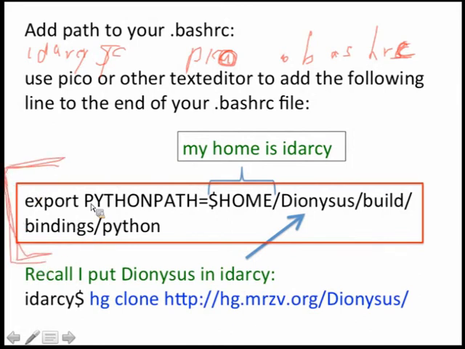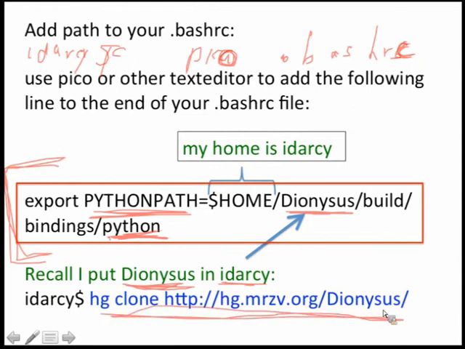I put this command right here, and that will set my Python path to look in Dionysus to find this thing right here. Note that I did put Dionysus in my home directory, because remember last time I ran this command to download Dionysus, and I ran it from my home directory. Since I ran it from my home directory, it's in my home directory, and so this tells me to put it in my home directory.